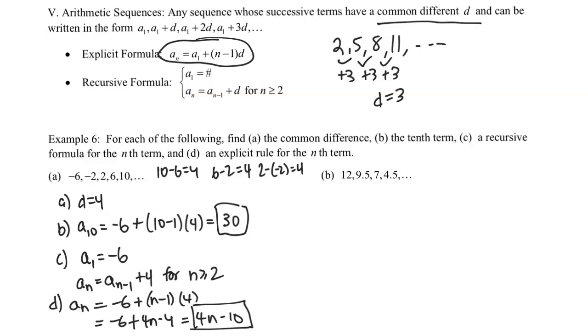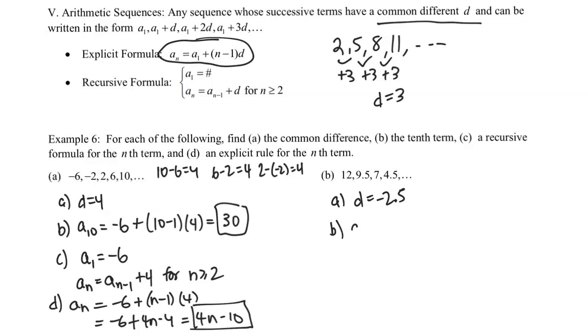Okay, letter B, we're going to do the exact same thing. You can take any term and subtract the previous term in order to get your difference. What you're going to end up with here is a difference of -2.5, which should make sense that it's negative since you see that the sequence is decreasing.